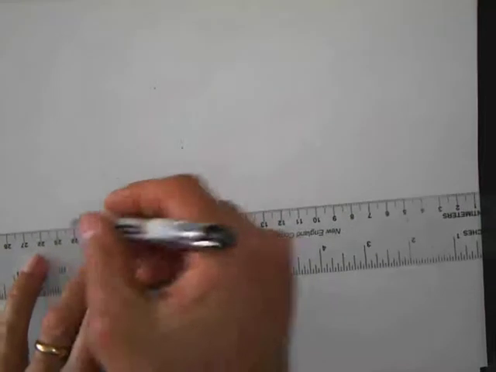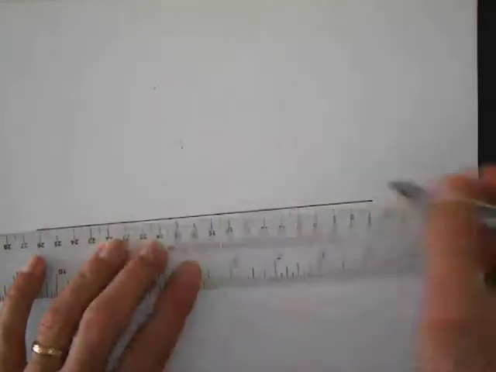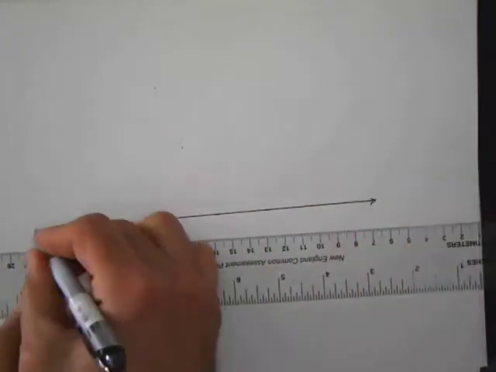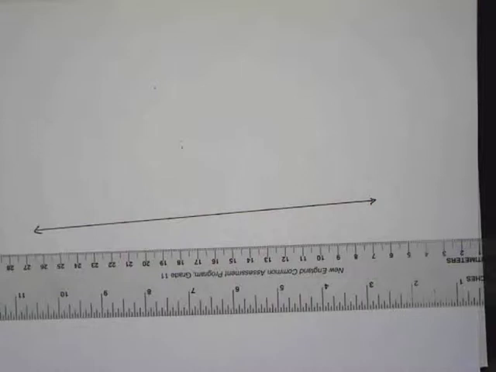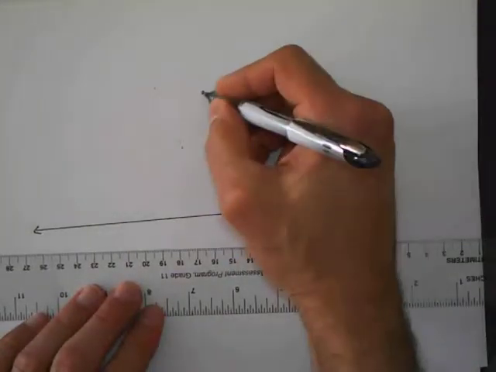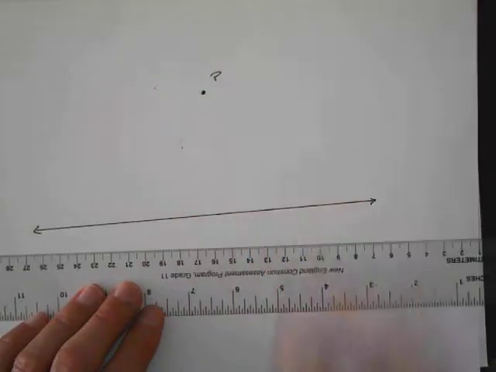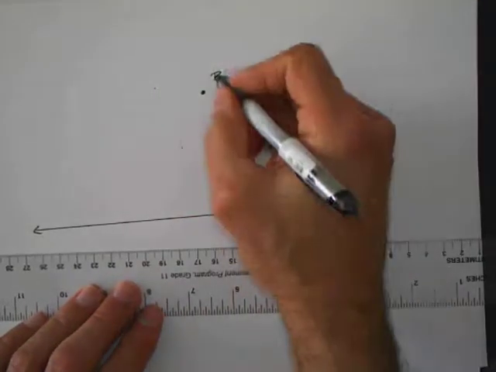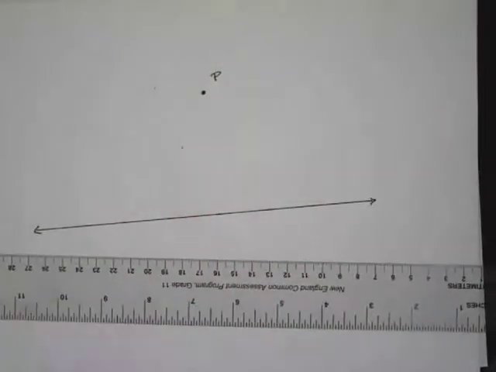So let's start by constructing a line. You should do this on your paper. And then somewhere off to the side, we want point P.